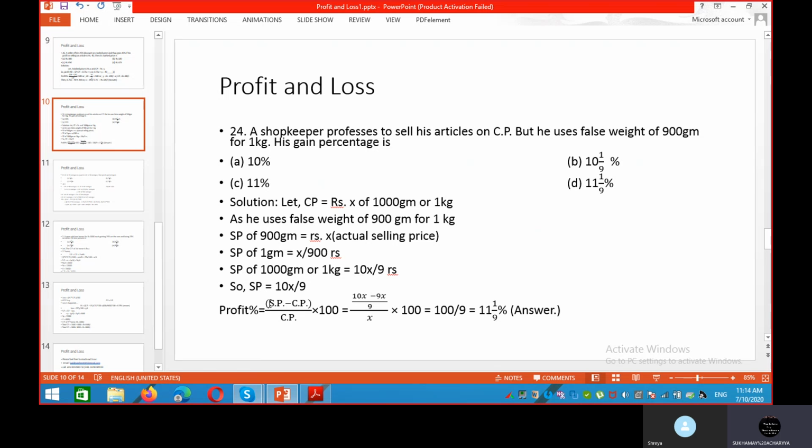So profit percentage is equal to (SP minus CP) by CP into 100, which is (10x minus 9x) by 9 by x into 100, which is 100 by 9, that is 11 whole and 1 by 9%. Answer.